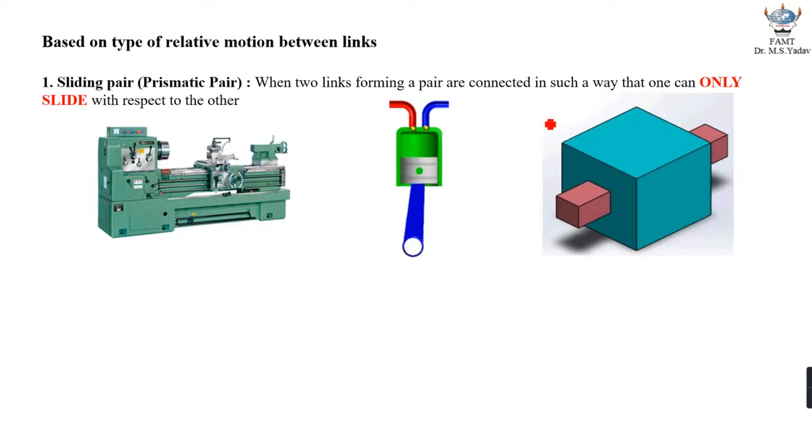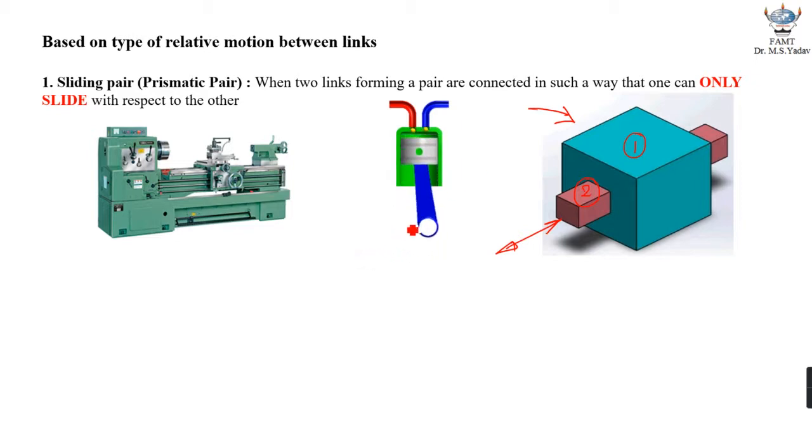Now if you think of this example, in this particular case, let me call this link number 1, let me call this link number 2. Link number 2 can only slide with respect to link number 1. So only sliding motion is possible between these two links. So this type of pair is called a sliding pair.